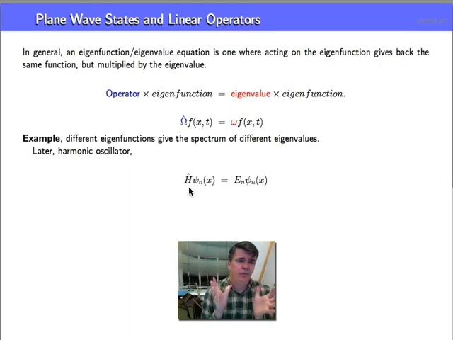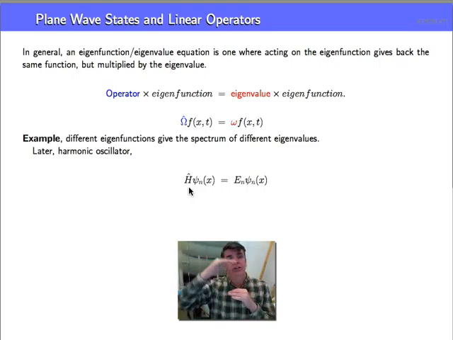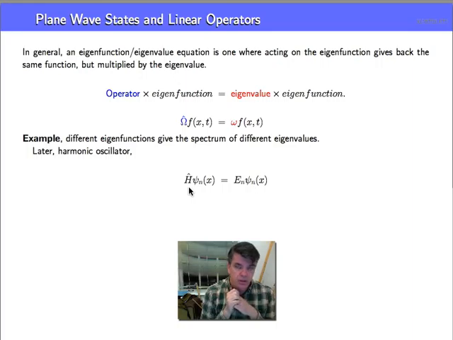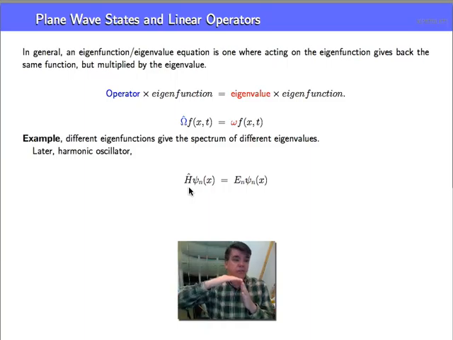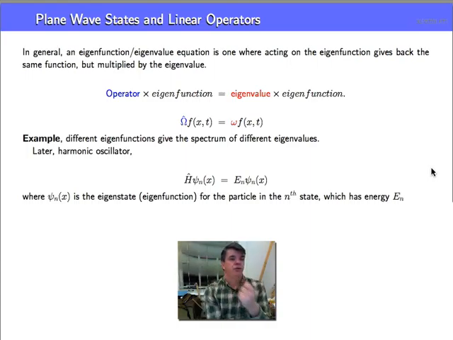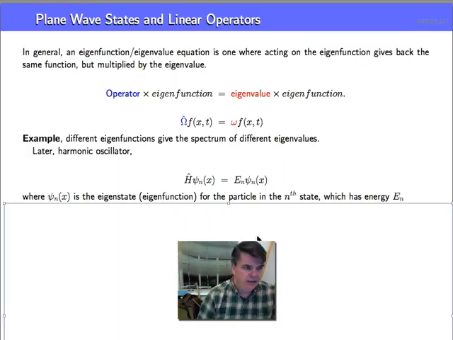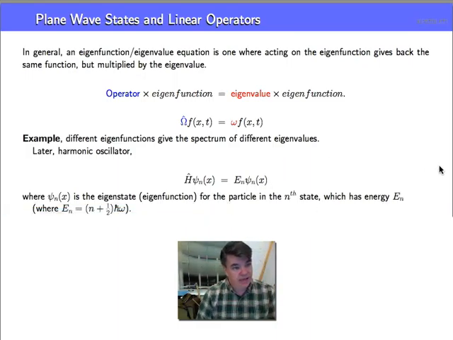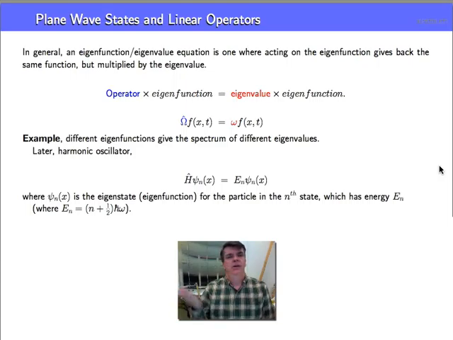Now, this is sort of like the Bohr model, where we have different energy levels for an electron orbiting a proton in a hydrogen atom. In a harmonic oscillator, the particle can be in different discrete energy levels, and n indicates which level it is. So we say that psi sub n is the eigenstate or eigenfunction for the particle in the nth state, which has energy E sub n. In case you want to know, the energy in this particular case turns out to be n plus a half, h bar omega, where n runs from 0 up to infinity, and it's an integer, of course.